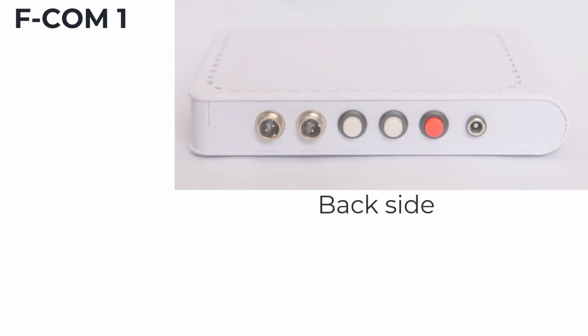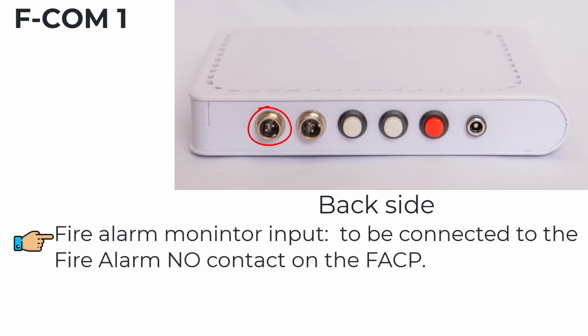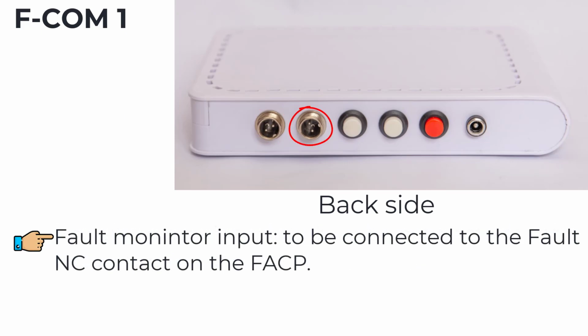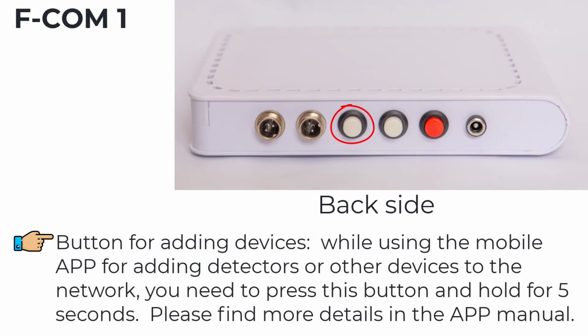On the backside, NO, NC relays are arranged in order from left to right, that are: 1. Fire alarm monitor input, to be connected to the fire alarm NO contact on the FACP. 2. Fault monitor input, to be connected to the fault NC contact on the FACP. 3. Button for adding devices.